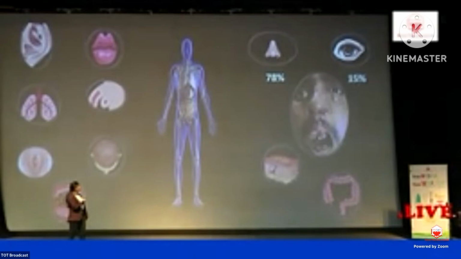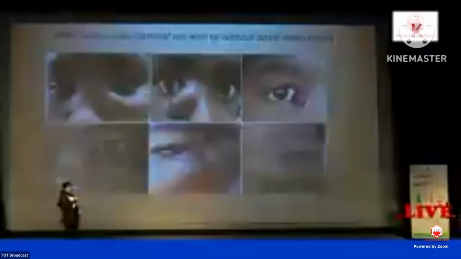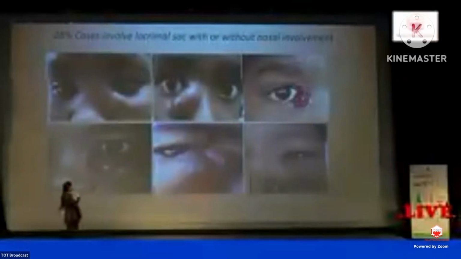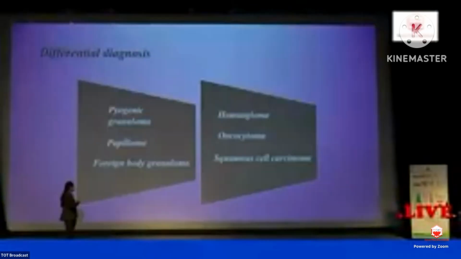Among structures, the conjunctiva is the most common to be involved, and it is usually pedunculated in case of palpebral involvement and sessile in case of bulbar involvement. Rare presentations like cystic presentations are also observed. The next most common is the lacrimal sac. The patient may have a boggy swelling over the sac area or even a fungating growth. The possible differential diagnoses are pyogenic granuloma, papilloma, foreign body granuloma, hemangioma, oncocytoma, or even squamous cell carcinoma.